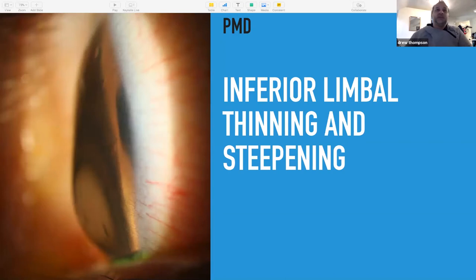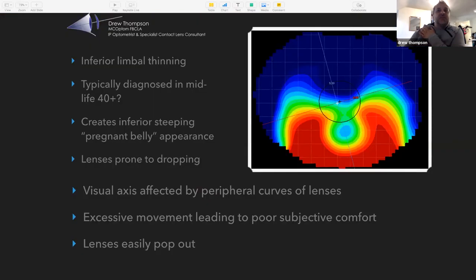So with PMD, we've got this inferior limbal thinning, and we get this steepening, as I said before, the clavicle topography there. This is a condition I think that's underdiagnosed in the UK. A lot of it can be diagnosed as a very low cone, so keratoconus that's very, very near the limbus, but actually it can be PMD.